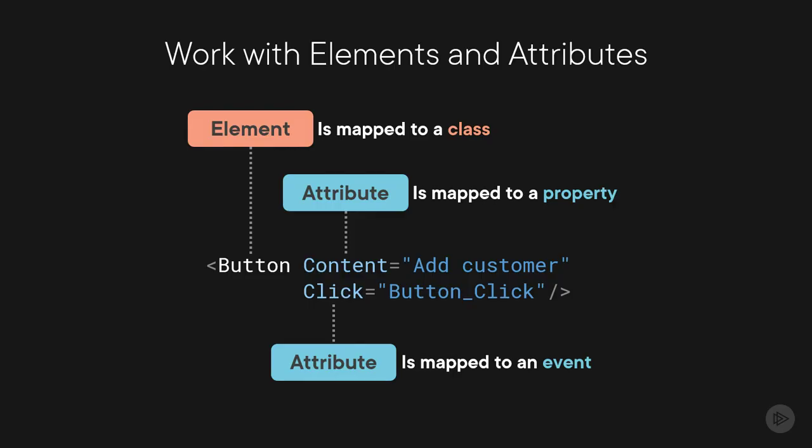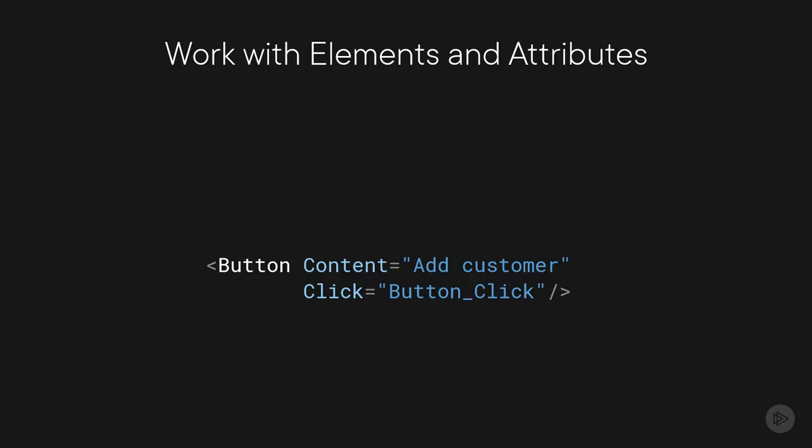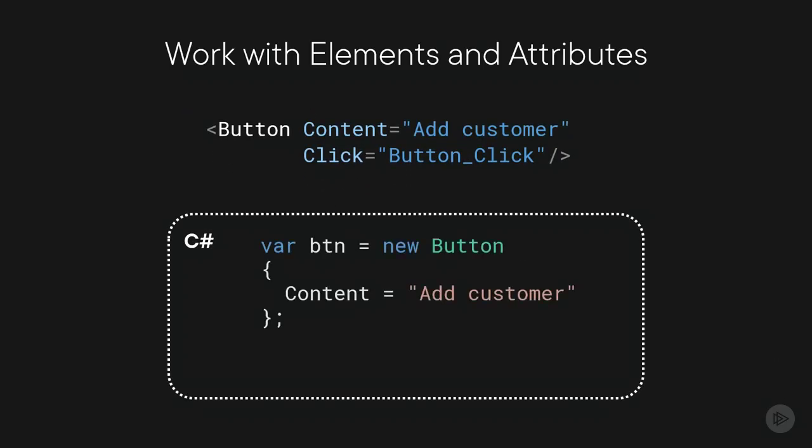Now, this is a really important slide that you should memorize. Elements in XAML are mapped to classes and attributes are mapped to properties or events. This is quite obvious when you look at the equivalent C# code for this XAML snippet. In C#, you create a button instance and you set the content property, and then you attach an event handler to the click event. So this C# snippet makes it very clear that XAML elements are mapped to classes and that XAML attributes are mapped to properties or events.